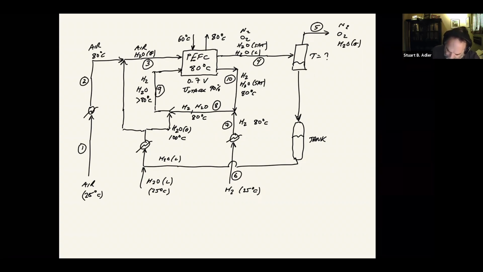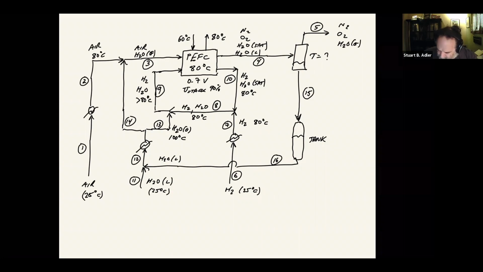And then the water, I'm going to call this stream 11. Stream 12 going into the heater. Stream 13 is the steam going to the hydrogen. Stream 14, that'll be the stream going to air. And I think that's all. I guess this is 15. This is 16.